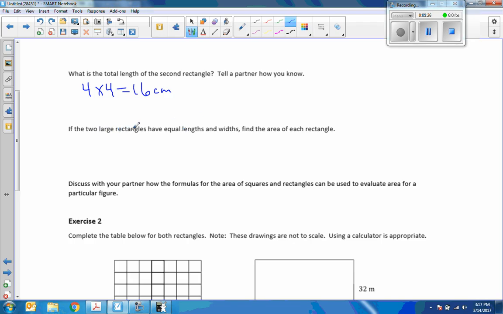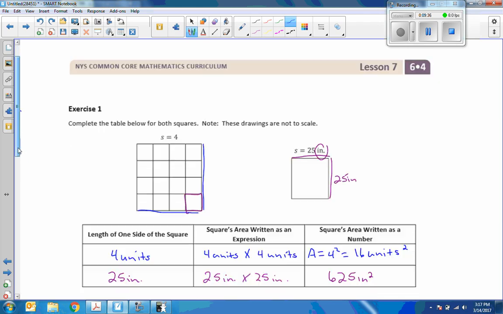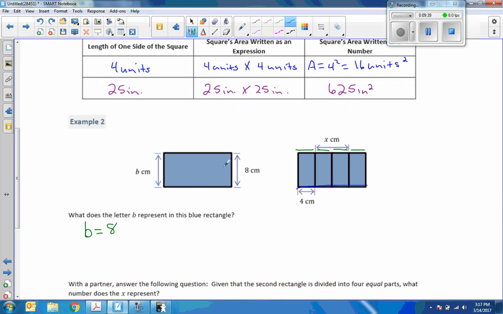Now it says if 2 large rectangles have equal lengths and widths, find the area of each rectangle. So now it's saying if the 2 large rectangles have equal lengths and equal widths, find the areas. So they're saying that this has to be 8 here, and this was 4 times 4, which is 16, so I can put 16 here, 16 here, 8 centimeters here, and I suppose I should have centimeters here as well. And we knew that B was 8.